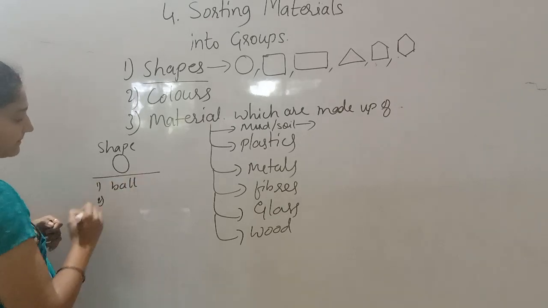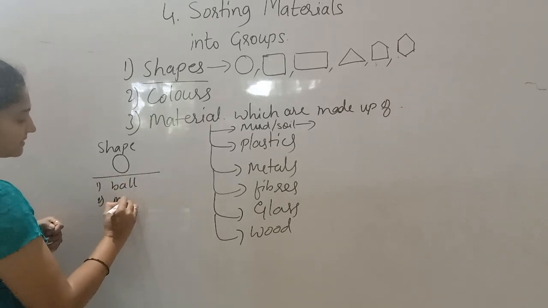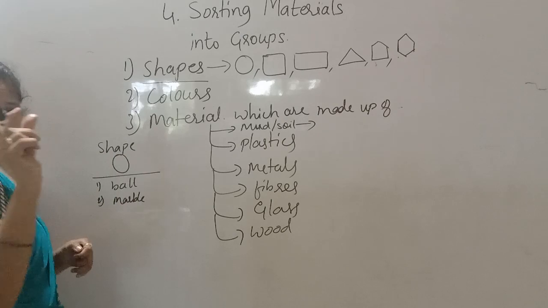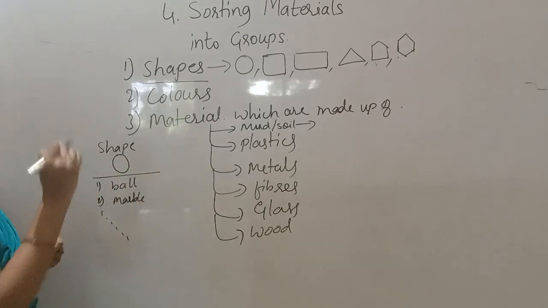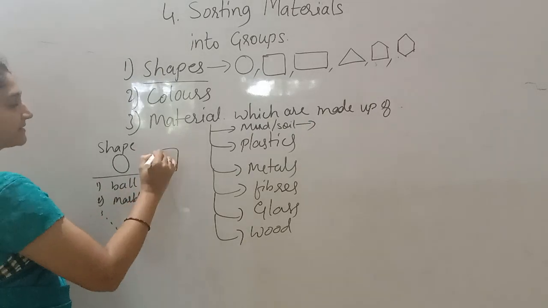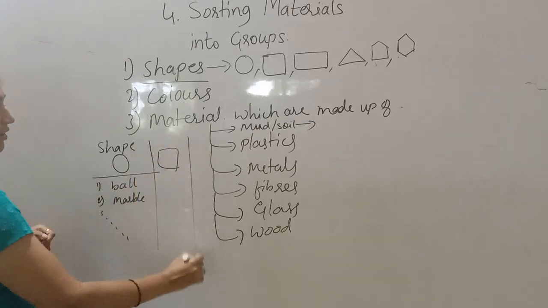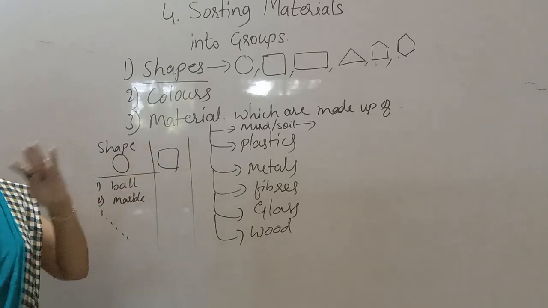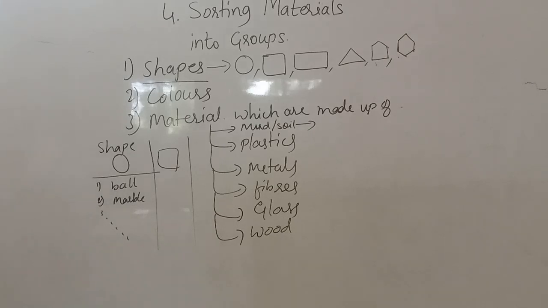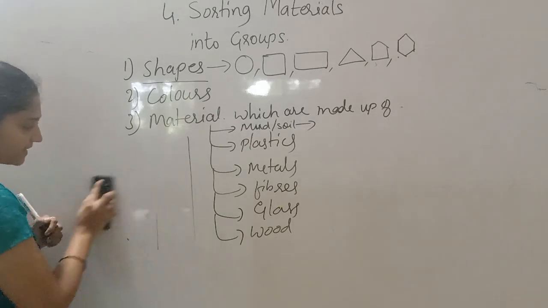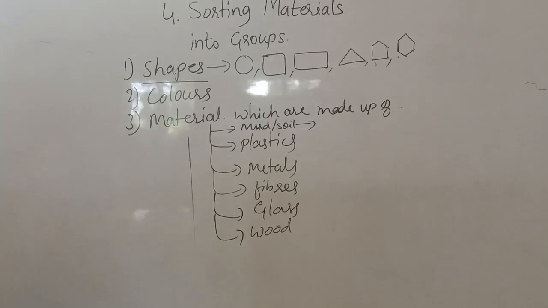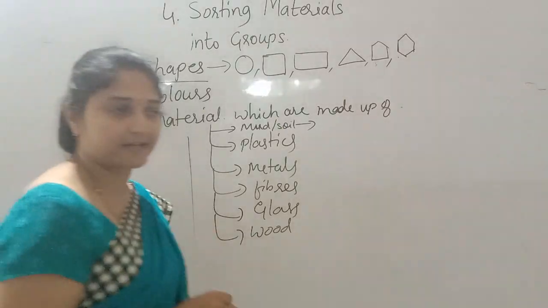Ball. Okay, then what comes? Marble. Like small marbles you used to play, right? And then go on writing those objects. Next, square. What are the objects which resemble a square shape? Like this, you have to sort out. You have to make a column on the basis of the shape. On the basis of shape, it is easy, right?